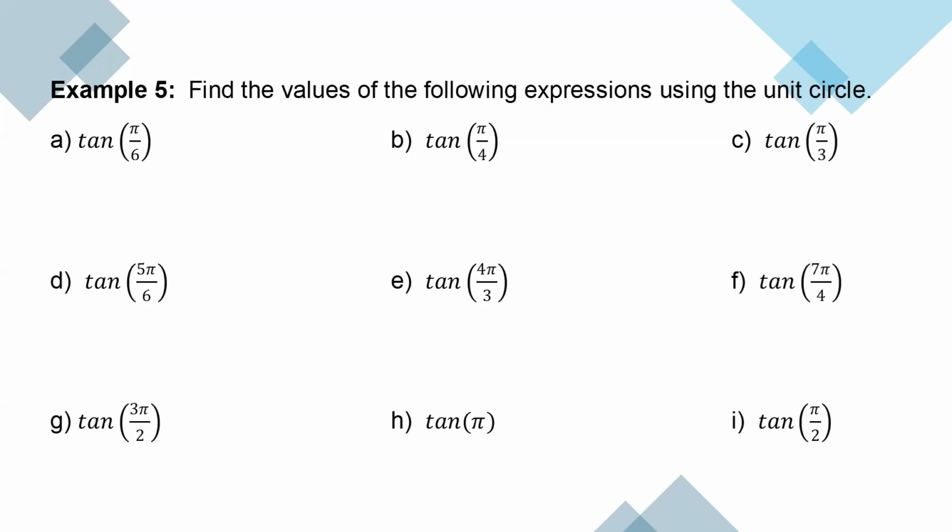Like the first one, tan pi over 6. So you're asking yourself, y over x, what is the y coordinate at pi over 6? It's going to be 1/2. What is the x coordinate? Square root of 3 over 2. And then you're dividing. So we keep, change, and flip. So you have 1/2 times 2 over the square root of 3. The 2's cancel out. And you're left with 1 over the square root of 3, which equals square root of 3 over 3.